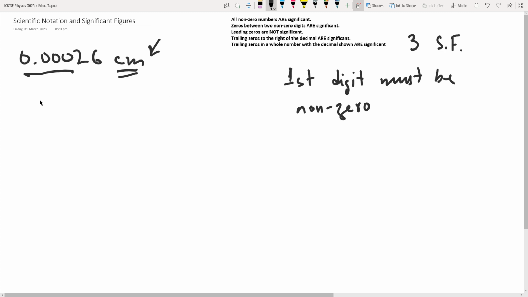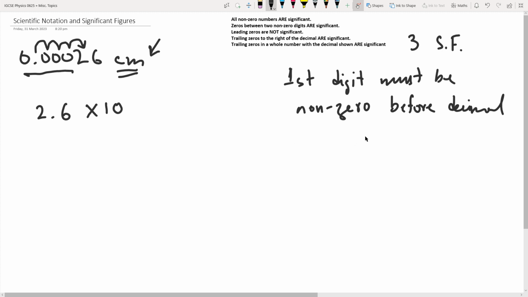So for scientific notation, if I want to write this number in a scientific manner, I need to understand that my first digit before the decimal must be non-zero. So I can write this number as 2.6, but what about the zeros now? We can move this decimal 1, 2, 3, and 4 places and convert it into a power of 10. And if the decimal needs to go this way, then it's 10 to the power negative.